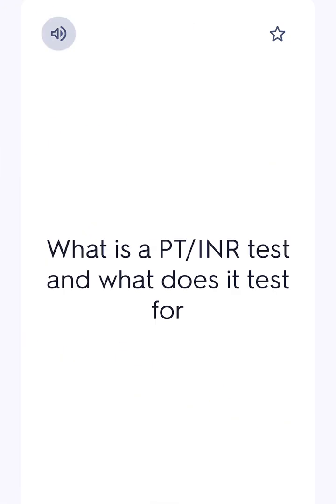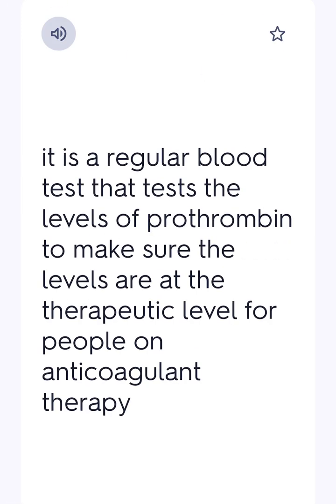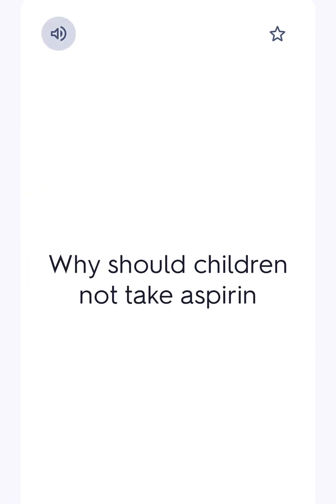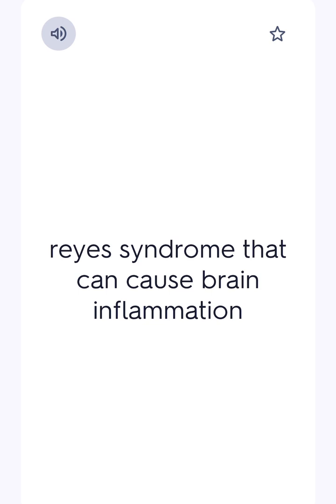What is a PT/INR test, and what does it test for? It is a regular blood test that tests the levels of prothrombin to make sure the levels are at the therapeutic level for people on anticoagulant therapy. Why should children not take aspirin? Reye syndrome that can cause brain inflammation.